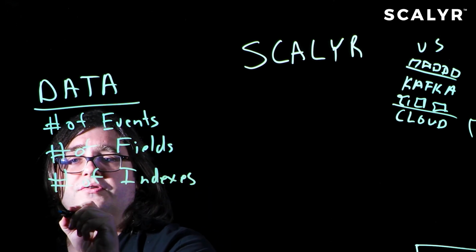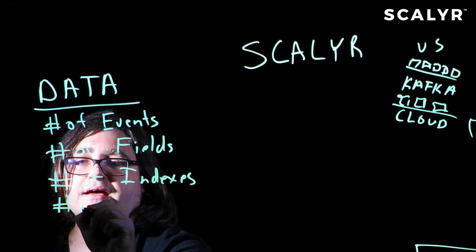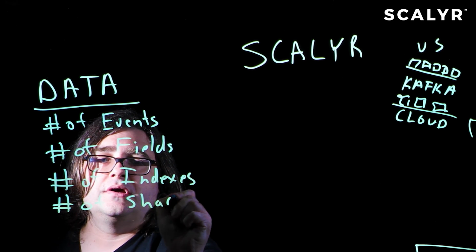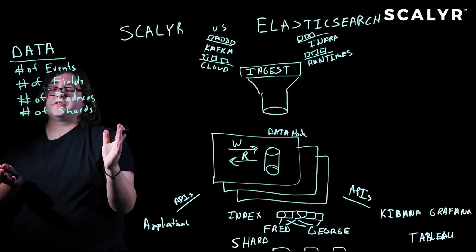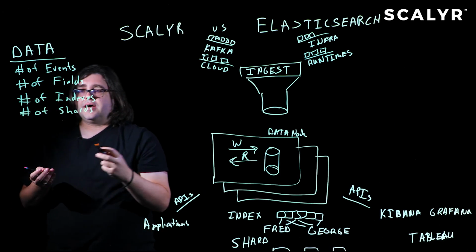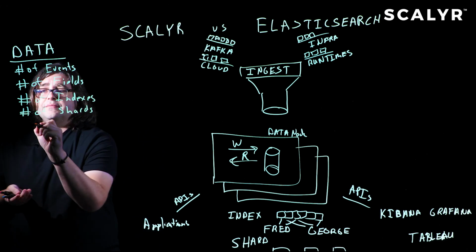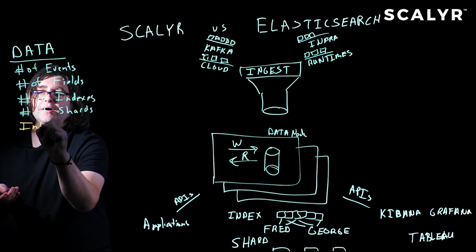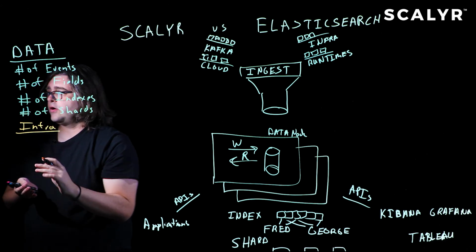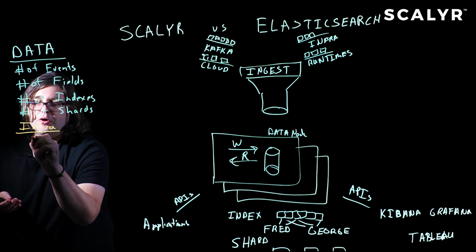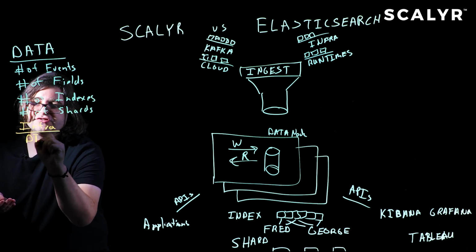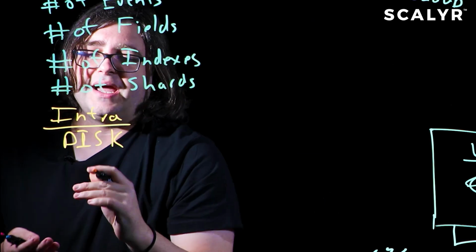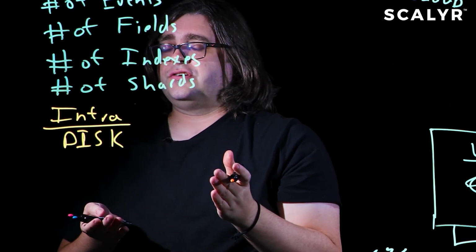You have to pay attention to those. And then finally, those indexes get divided up into shards that get distributed across your entire cluster. And moving on, that's just the data side. We also have to worry about our infra. And so with the infra, the most obvious is paying attention to disk. And that's the one that a lot of people pay attention to.